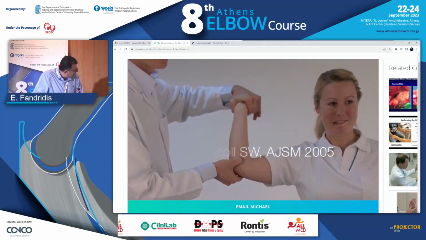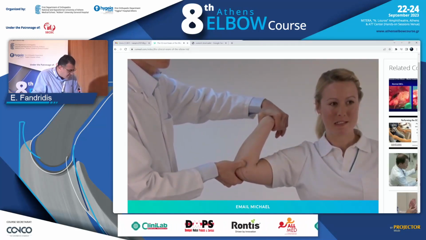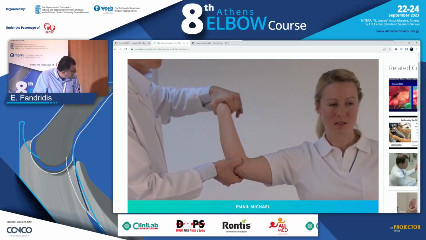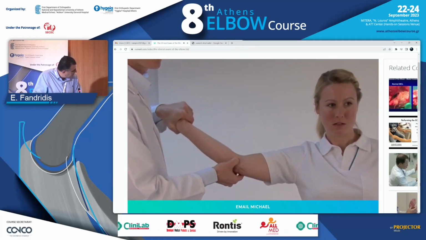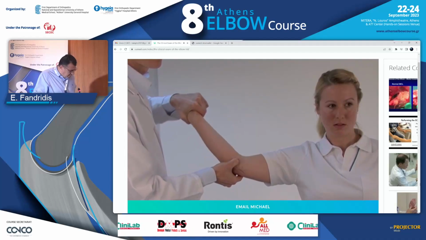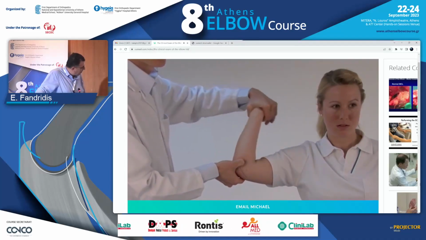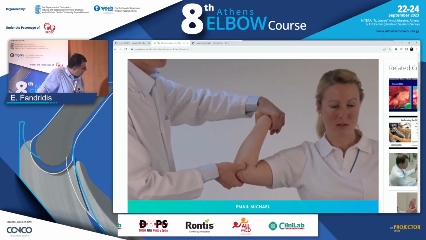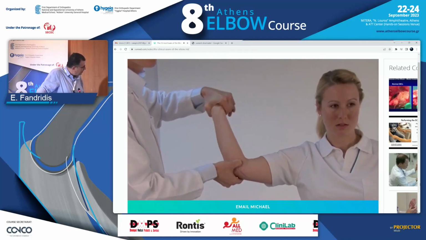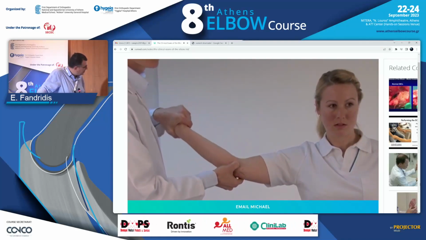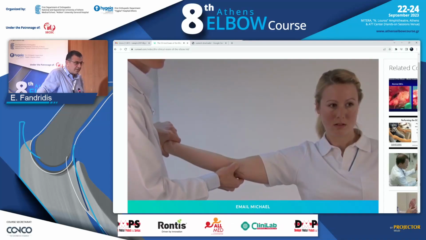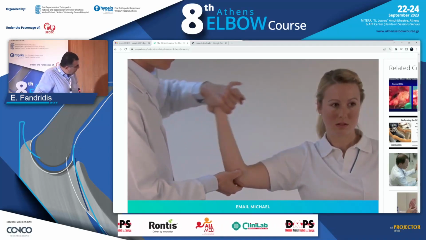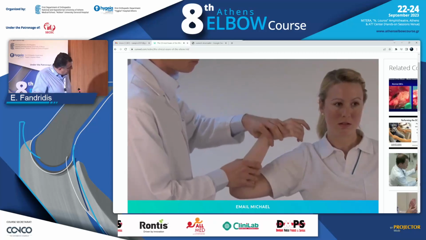O'Driscoll described that. And these are quite sensitive and specific tests for the medial instability, for the lesions of the medial complex. You have some kind of apprehension. Sometimes the patients feel uncomfortable. Some patients feel pain when you palpate there the medial complex.